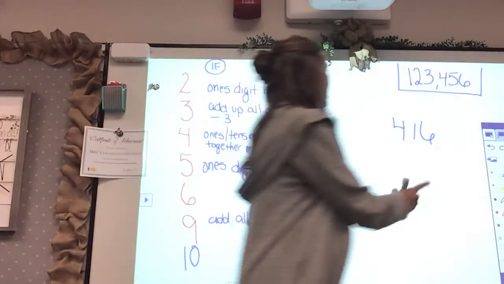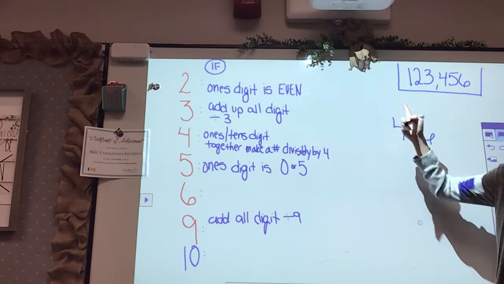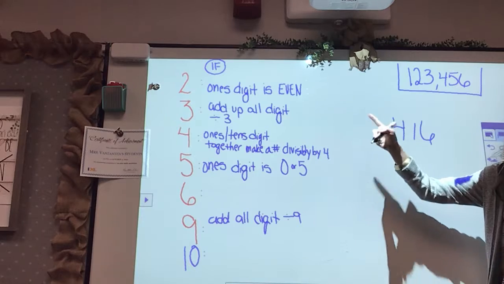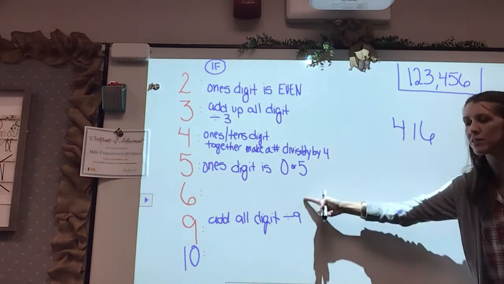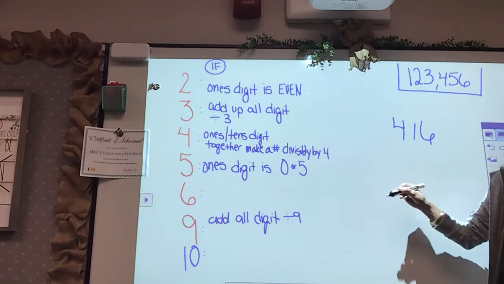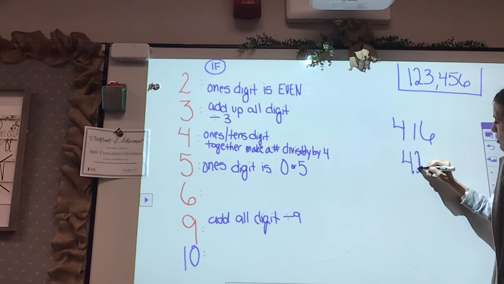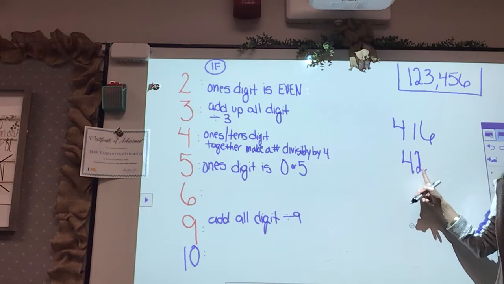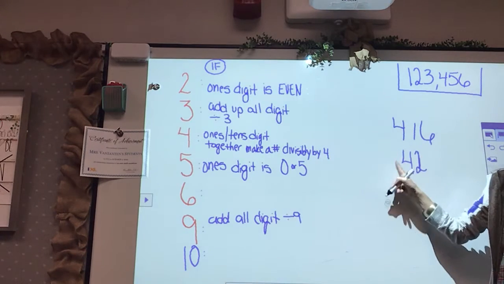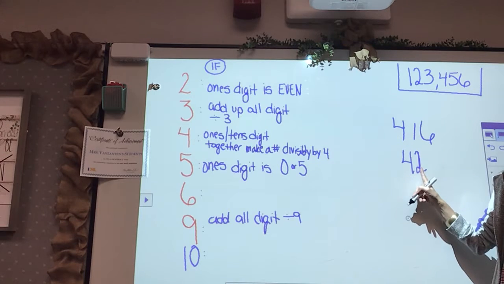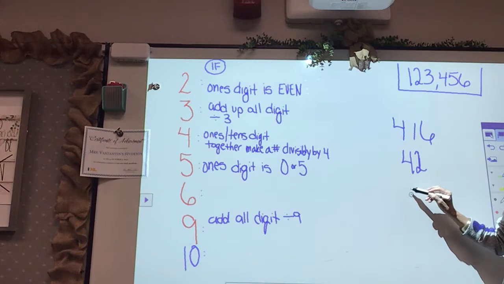So let's try that. 416, if you add them all up, you get 11. Is 11 divisible by 3? No. So this number is not divisible by 3. Are they divisible by 9? No. So that doesn't work either. But what if you have 42? If you add those digits up, you get 6. Is 6 divisible by 3? Yes, so 42 is. Is it divisible by 9? No.